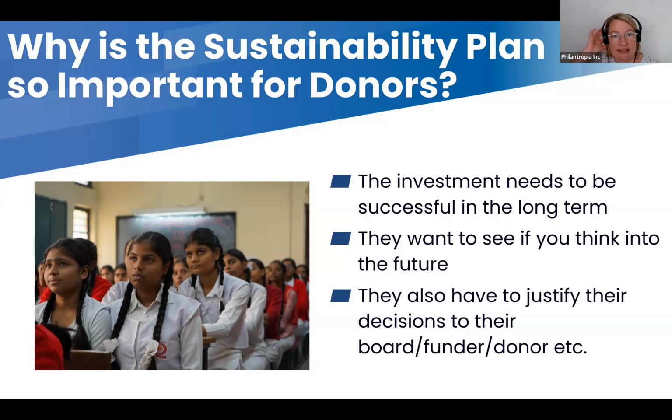Often we forget that donors also have their own donors. They have their own board that they have to be responsible to, that they have to answer questions to. And they have to show that whichever projects they support are projects that are worth their while, and that really handle the money and handle the investments in a responsible manner. They also want to see if you think into the future, because if you're not thinking about the future at all, that maybe doesn't make you the best partner either, no?